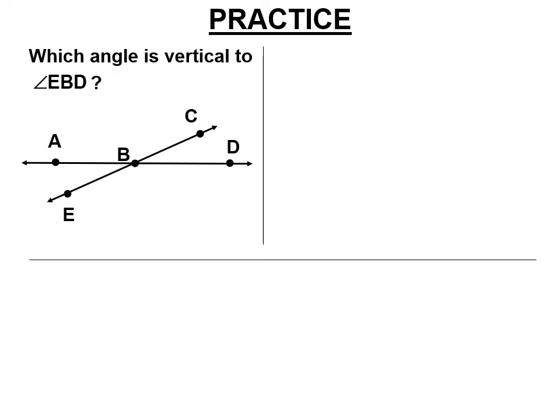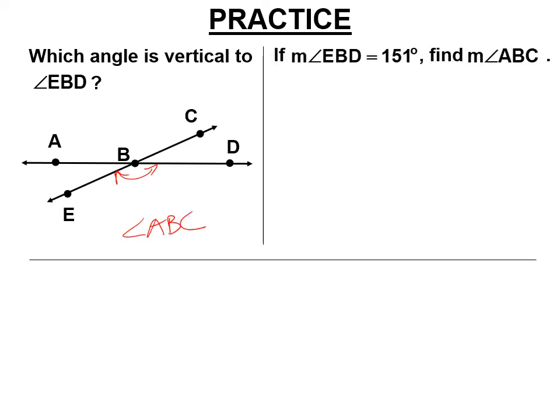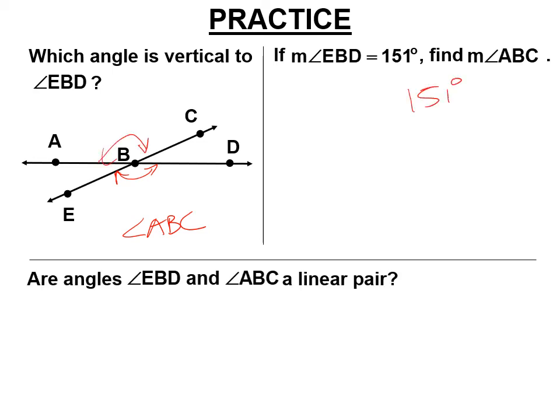Which angle is vertical to EBD? Well, there's EBD. The angle that's vertical is angle ABC, or CBA, but B has to be in the middle. If angle EBD is 151 degrees, find the measure of ABC. Well, ABC is vertical, so it's the same, 151 degrees. Are angles EBD and ABC a linear pair? No! Linear pairs are adjacent angles along a straight line, not vertical angles.